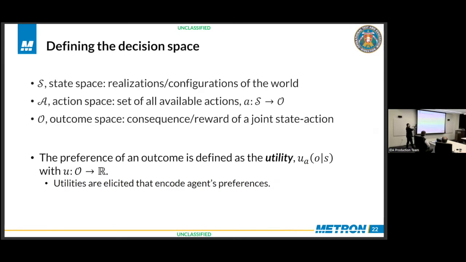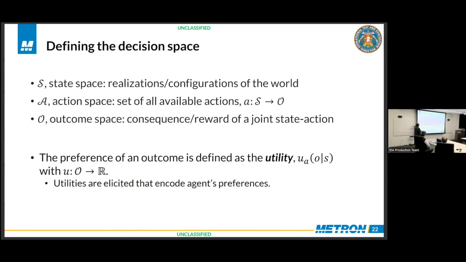So now we need to define this decision space, with some more terminology to get us oriented. There will be three things we'll be concerned with. One is the state space. These are realizations or configurations of the universe. Two is the action space. These are actions that we can take such that we start in a state and it'll get us to an outcome. And the outcome space is the consequence or the reward of that joint state action.